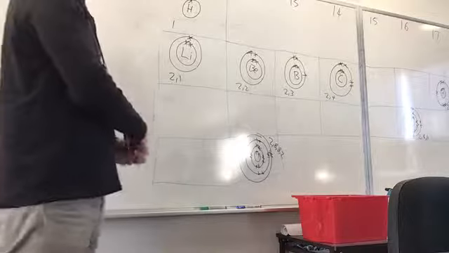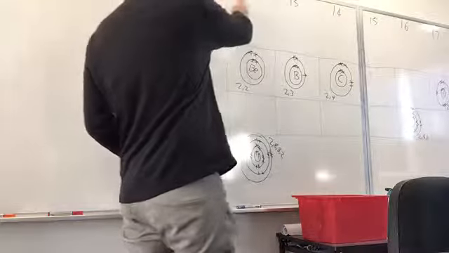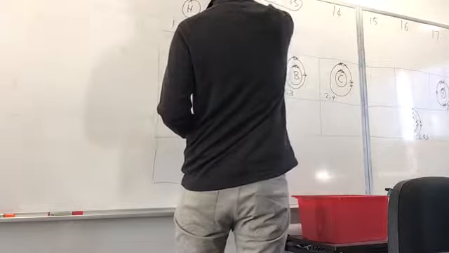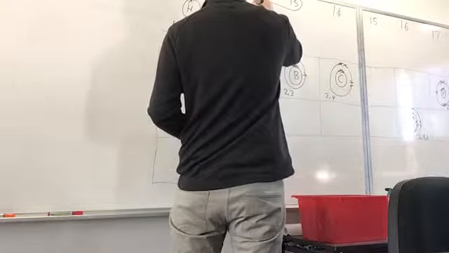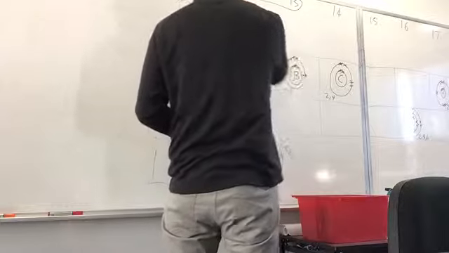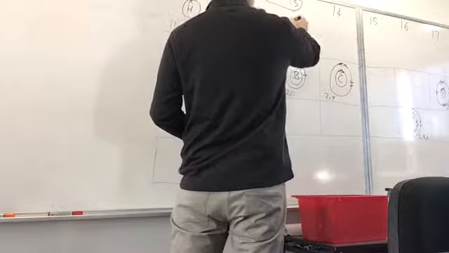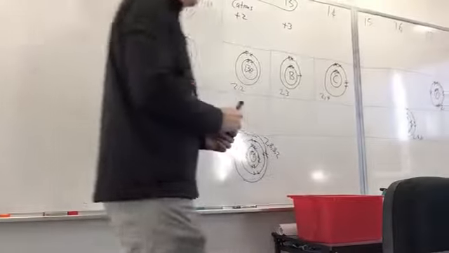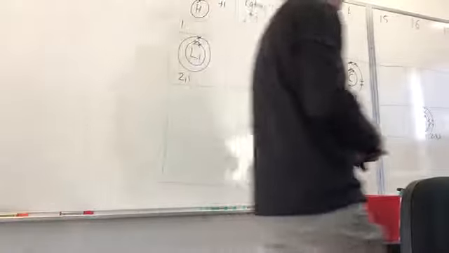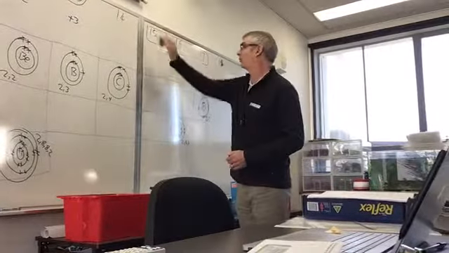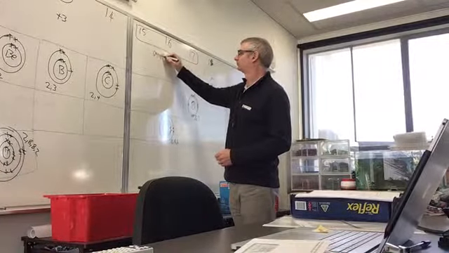+1. So group 1, group 2 and group 13 form cations. Group 1 will form a +1, group 2 will form a +2, and group 13 will form a +3. On the other hand, these ones will form anions.